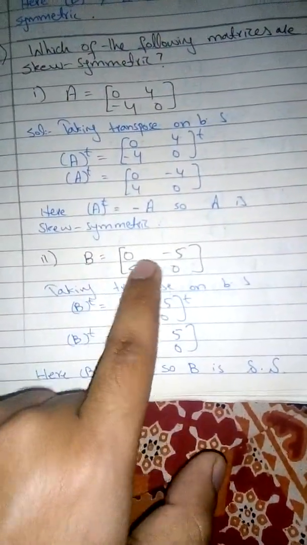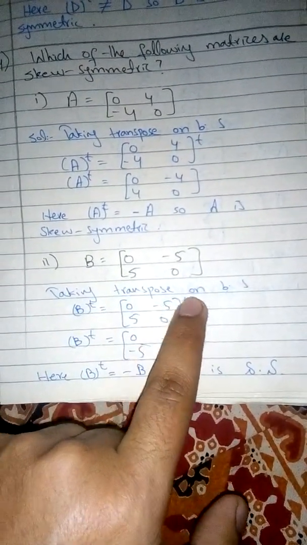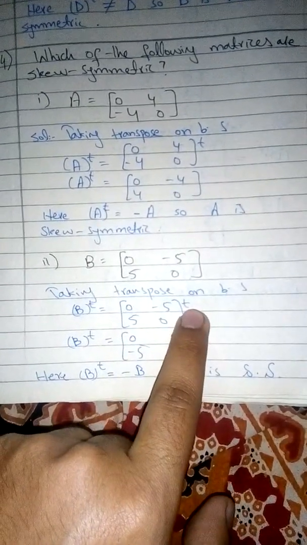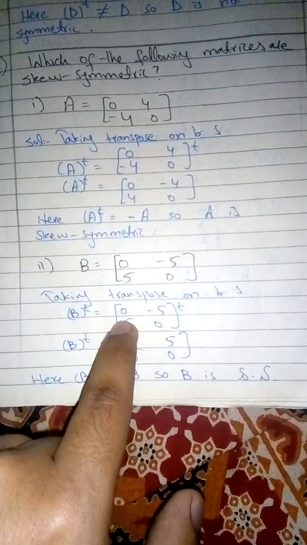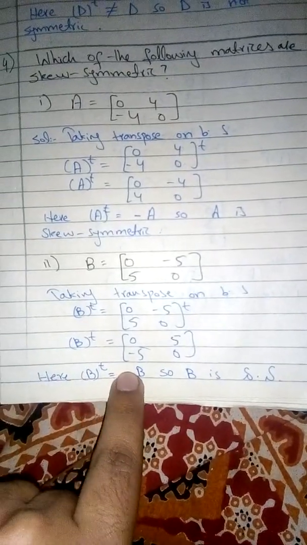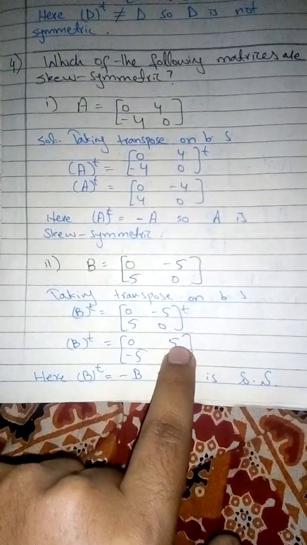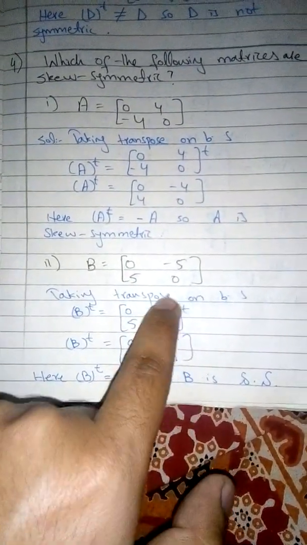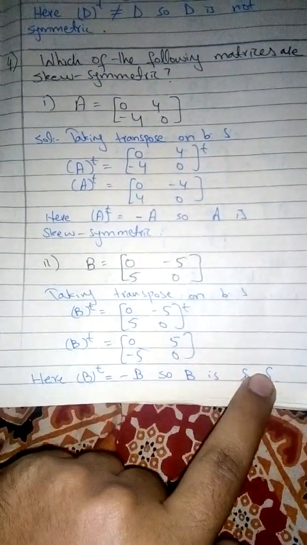If you look at the second matrix, taking transpose on both sides, B transpose is equal to 0, negative 5, 5, 0, and this is the transpose. When we apply it, this 0, negative 5 will be converted into the first column, and the second row will convert into the second column. Now here also B transpose is equal to negative of B: 0, minus 5, and here 0, 5, 5, 0, negative 5, 0. So the signs are changed but the elements are the same, so it is a skew symmetric matrix.